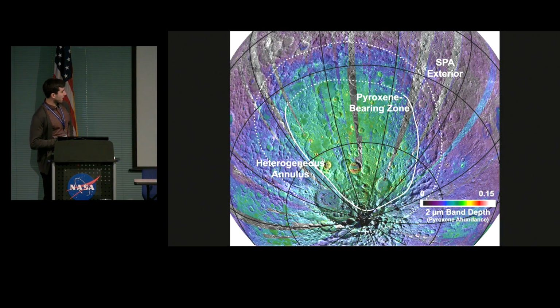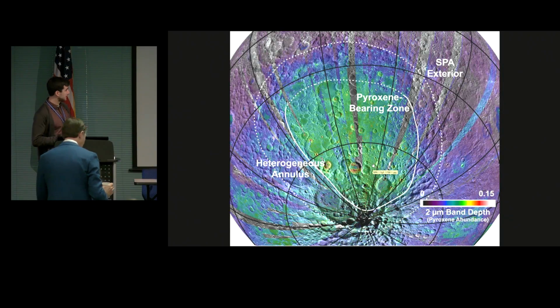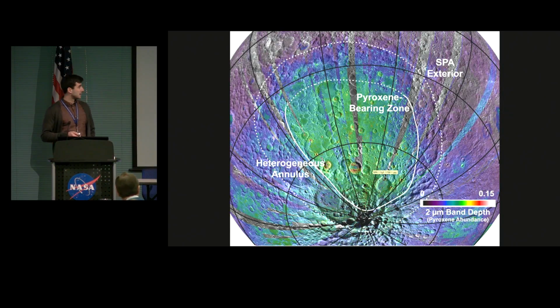So this is a map of the 2-micron band depth across SPA. Again, this is measuring pyroxene abundance. And what this shows is that SPA breaks down into 3 basic zones based on pyroxene abundance. There's this central pyroxene-bearing zone, which exhibits a pervasive elevated pyroxene abundance. There's the heterogeneous annulus outside of that, which is a little more mixed up. And then there's the SPA exterior, which is mostly feldspathic.